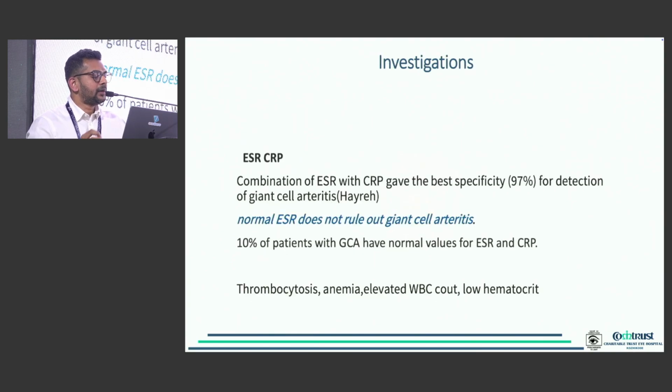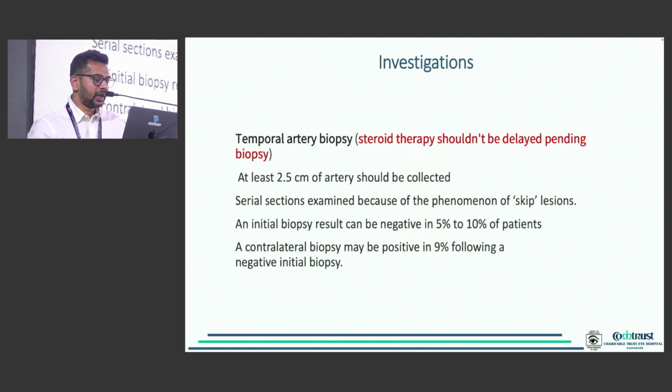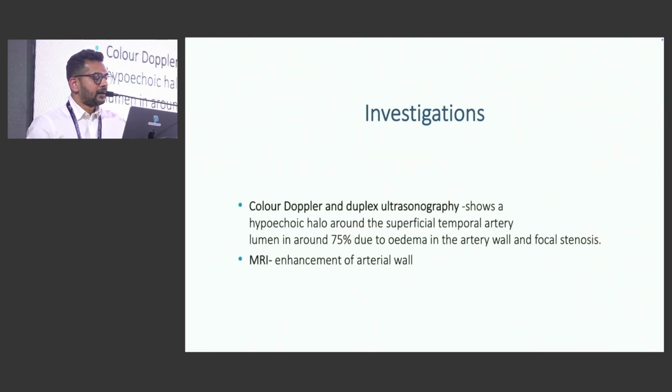The ESR and CRP remain the main investigations. Together, they can produce a specificity of say 97%, but in 10% of patients, the ESR and CRP can be normal. Temporal artery biopsy is the mainstay, the gold standard for diagnosis. But we have to remember about skip lesions, so 2.5 centimeters of artery should be collected to study it. The non-invasive investigations include color Doppler, duplex ultrasonography, and MRI, which can localize the edema and focal stenosis.